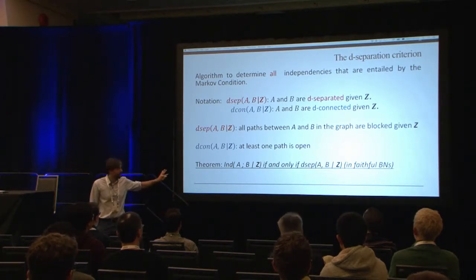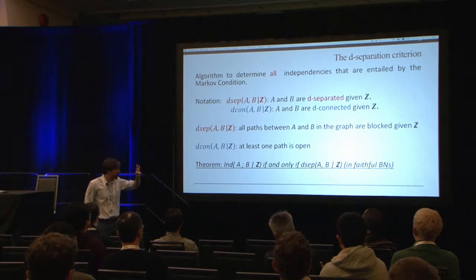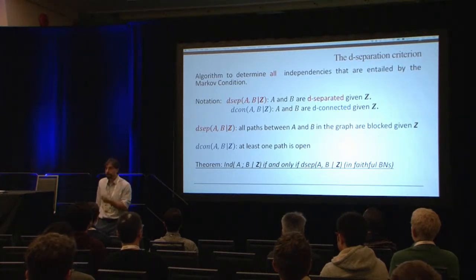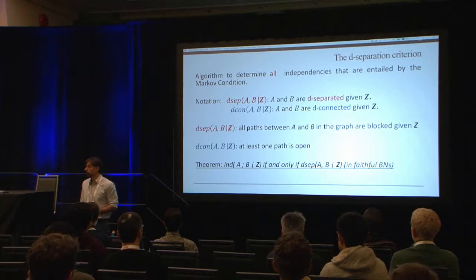And now we have in our hands a tool to check the graph and see all the independencies that hold. And the question is, now that we can find out from the graph the independencies, what's the solution to the feature selection problem?